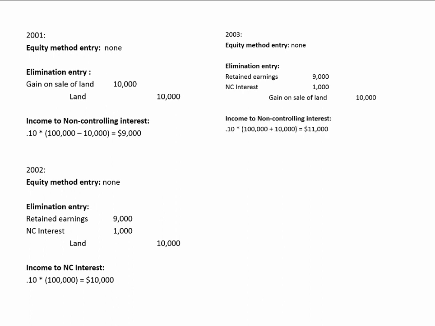And then finally, the income to the non-controlling shareholders. Again, they get their 10% of the subsidiary's adjusted/realized earnings. So in addition to Little's reported earnings of $100,000 this year, we're also letting them realize or recognize their share of the $10,000 formerly unrealized gain. So the non-controlling shareholders get 10% of $110,000, or $11,000.